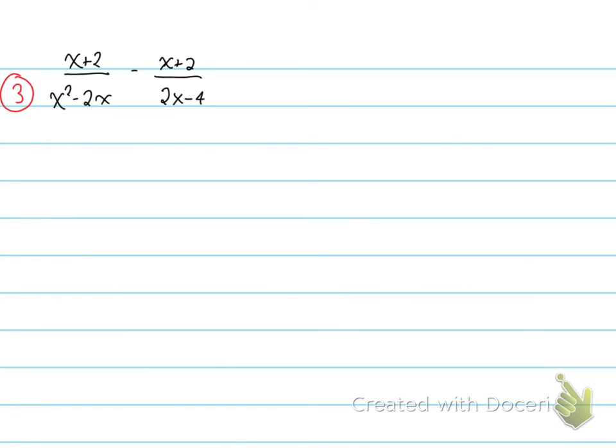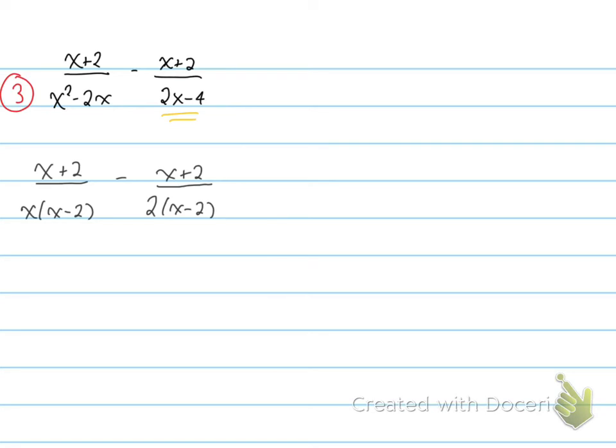Here I have x plus 2 all over x squared minus 2x, minus x plus 2 all over 2x minus 4. So, for this problem, x plus 2 is going to stay as is. I can't simplify that. x squared minus 2x, though, I could pull out a common x there. So now I'm left with that. Minus x plus 2 stays as is. 2x minus 4, I'm going to pull out a 2.